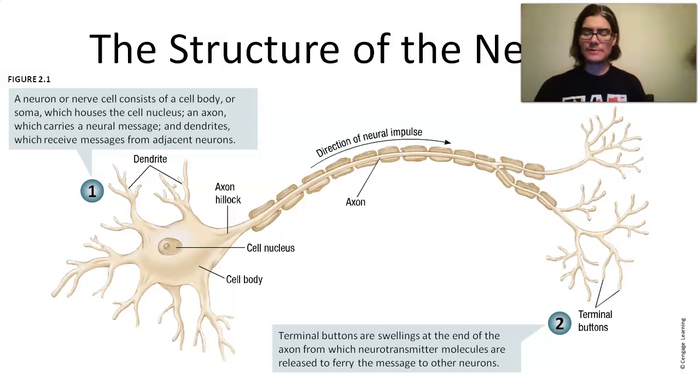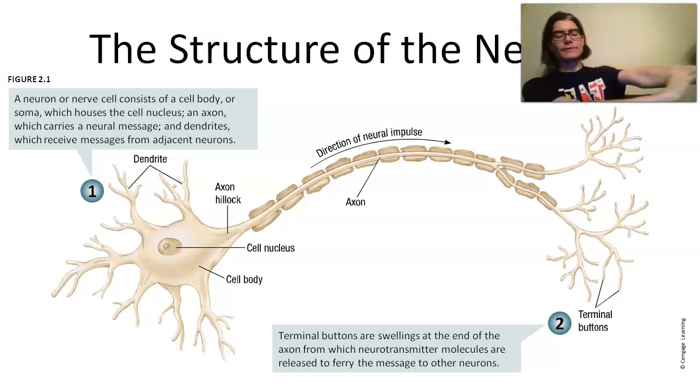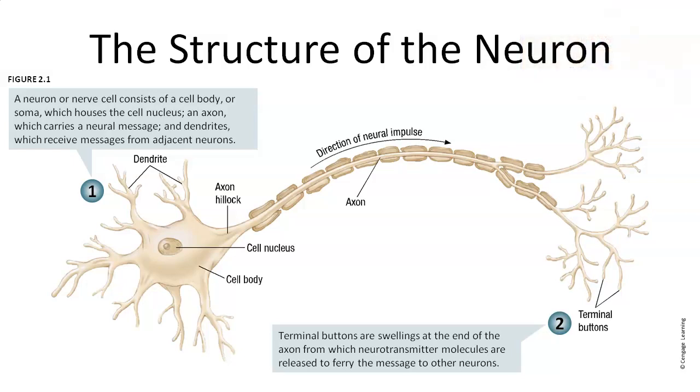The way that we remembered the basic parts was reverse alphabetical order. You had dendrites with D, cell body, CB, and then going down the axon, A. So if you remember that reverse alphabetical order, you'll be good for the structure of a neuron.